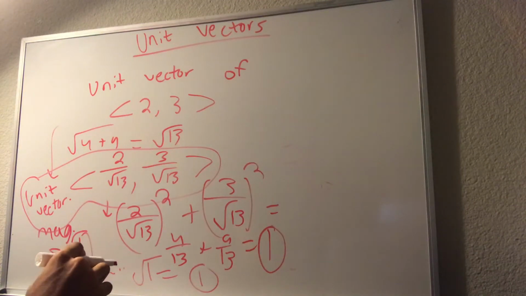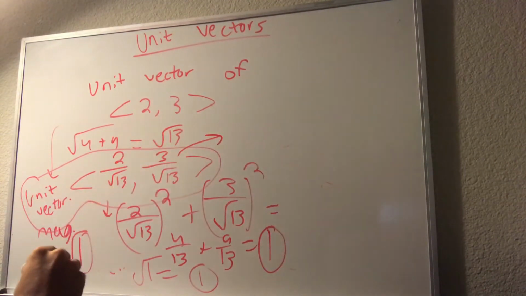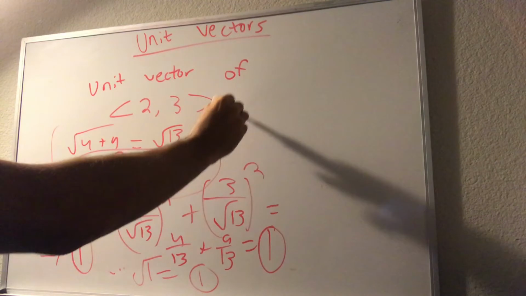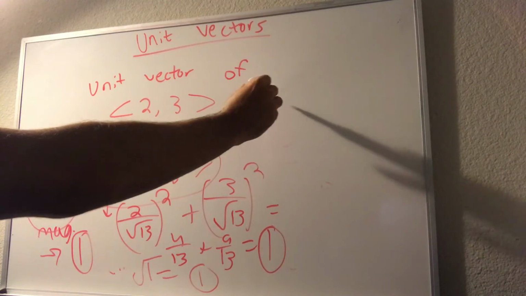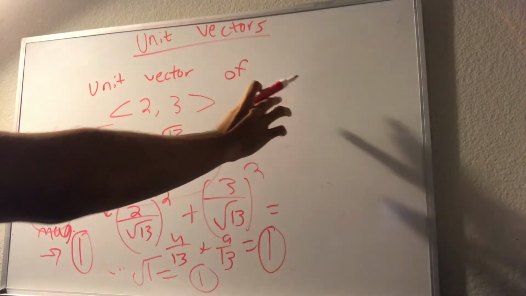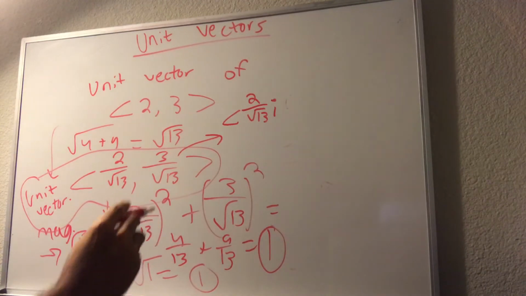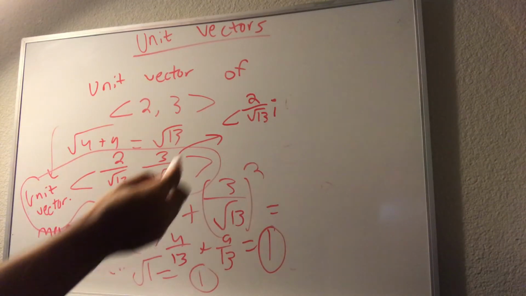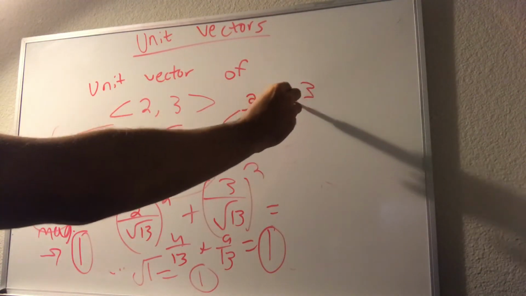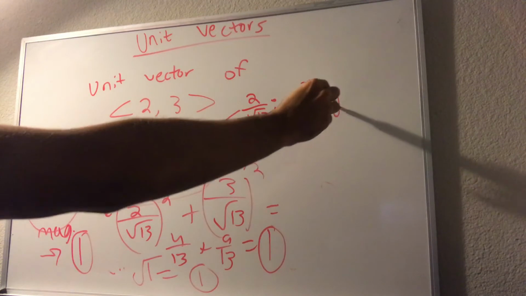Now, when you're writing this in the other form, we can reinforce our other way of labeling a vector when we're using i and j. The way we would do that is we would say that it's really just 2 over root 13 i, and then plus 3 over root 13 j.